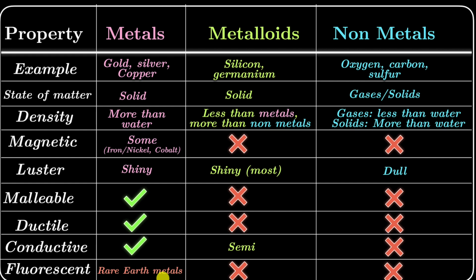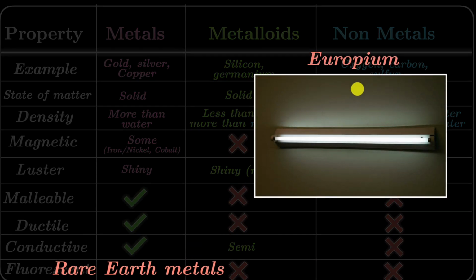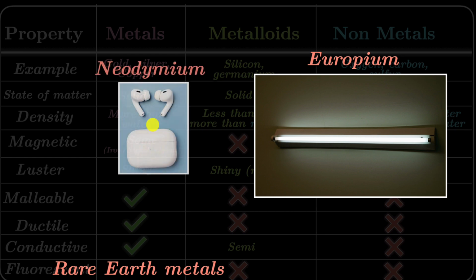And since these are metals, they share the same properties as metals, but they also have some very unusual properties. For example, if you consider europium, it is highly fluorescent, and therefore they're used in fluorescent lamps. Neodymium, for example, is highly magnetic, and so they're used in making powerful magnets. For example, the ones that you find in your earbuds.